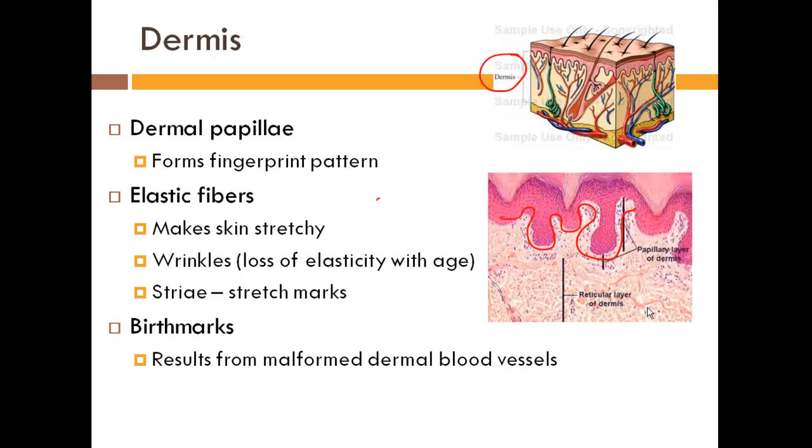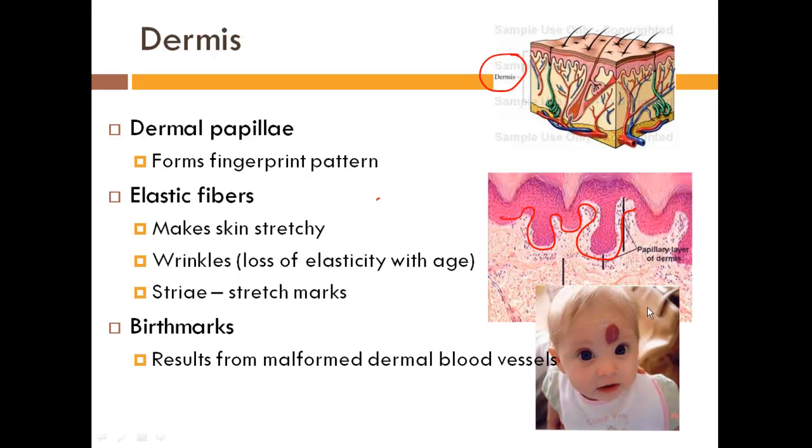And then the last dermis thing of importance to bring to your attention are birthmarks, and these are just simply these red marks that are formed from blood vessels that originate in the dermis that are just malformed.